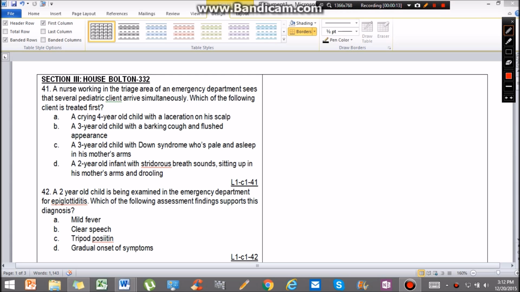Bolton-332. Number 41. A nurse working in the triage area of an emergency department sees several pediatric clients arrive.